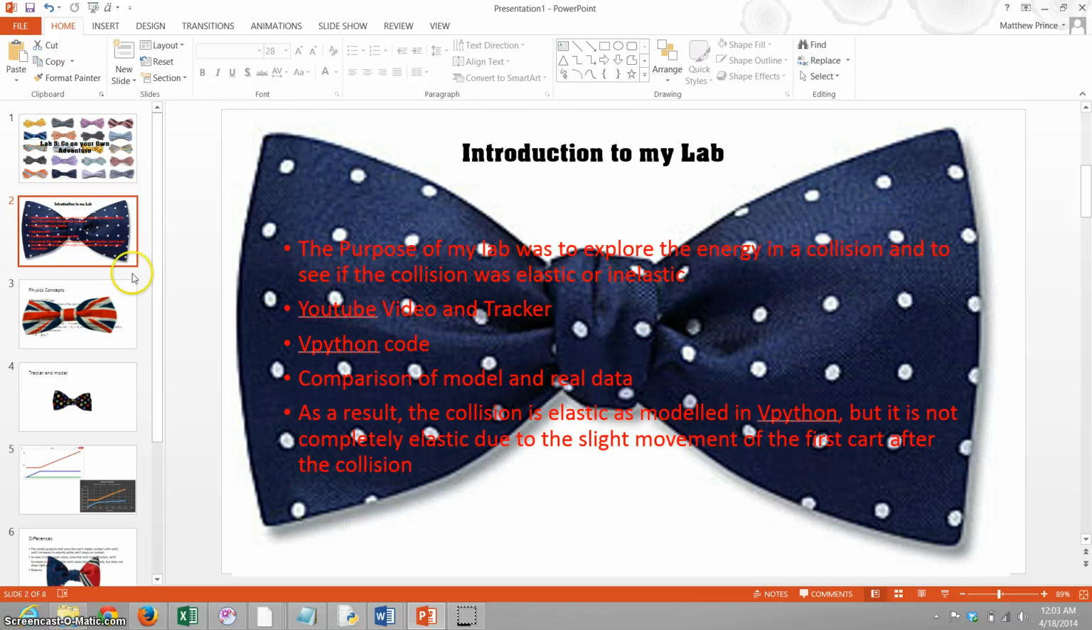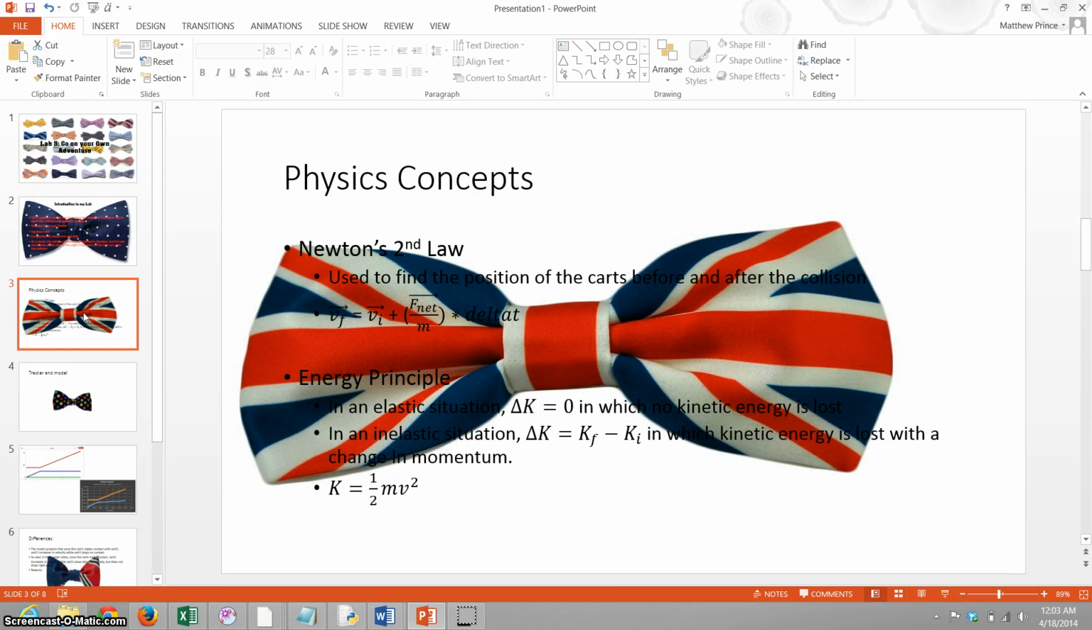Now let's discuss the physics concepts. I observed two fundamental principles of physics in this lab, Newton's second law and the energy principle. In Newton's second law, I used the principle to find the position of cart 1 before the collision and the position of cart 2 after the collision. Using the ideas of momentum, in which the change in momentum is equal to the net force multiplied by the change in time, I used the position equations shown on the screen. The positions are also modeled in the graph.